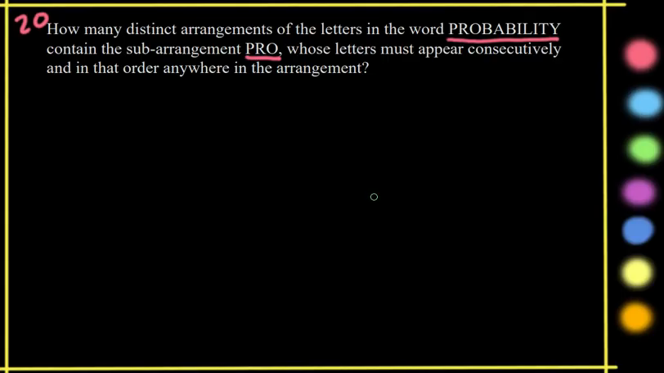So the way to do this one is to call PRO a single letter. Sometimes you can't do that, but right now we can, and there are 2 reasons. One is because the letters must appear consecutively and in that order, which means that they have to be together and they have to be in that order. And the other is that there aren't any extra O's or R's or P's in the rest of the word. And so now you can call that one letter, which is like a letter that we made, and so that's 1.